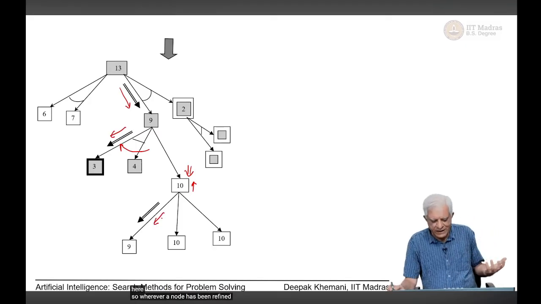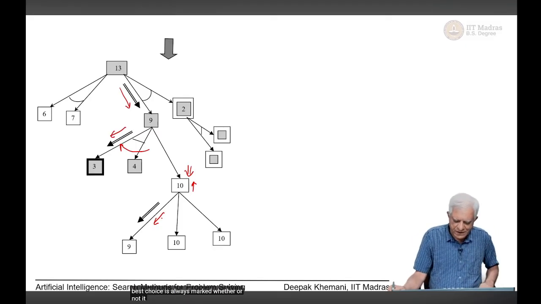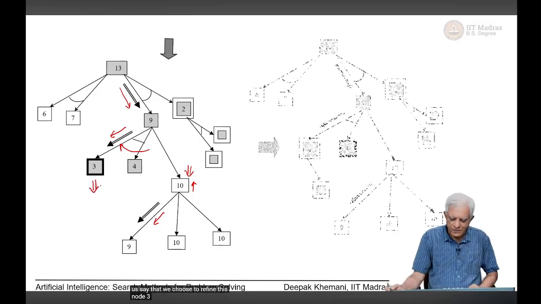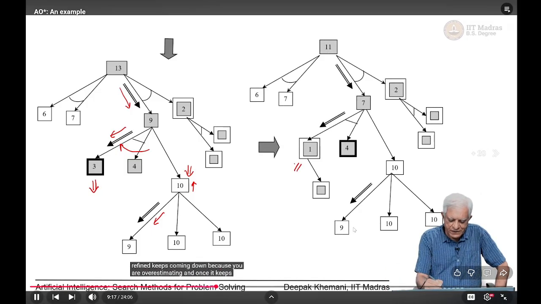So wherever a node has been defined, the best choice is always marked, whether or not it is part of the prospective solution. So now we have this node with 3 and 4. One of them we have to define. Let's say that we choose to define this node 3.